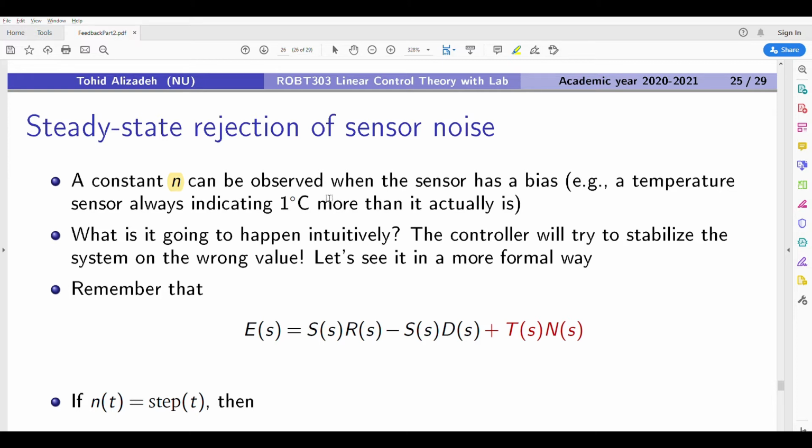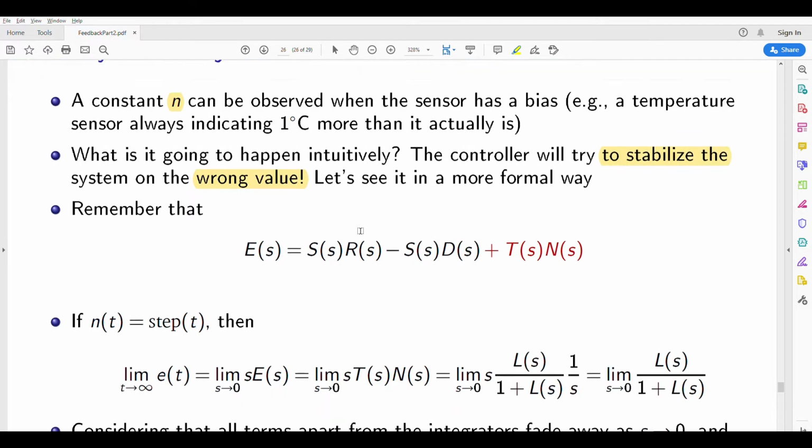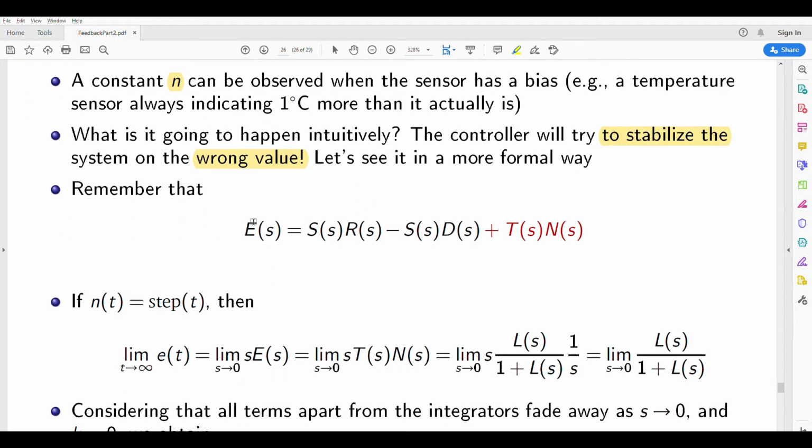So what are we going to do? The controller will try to stabilize the system on a wrong value. So instead of saying that the actual temperature is 25, with the sensor we read 26, and therefore the controller will try to stabilize the system on 26. And then the actual temperature will increase. Okay, so let's see what happens in terms of the transfer functions that we have for the error.